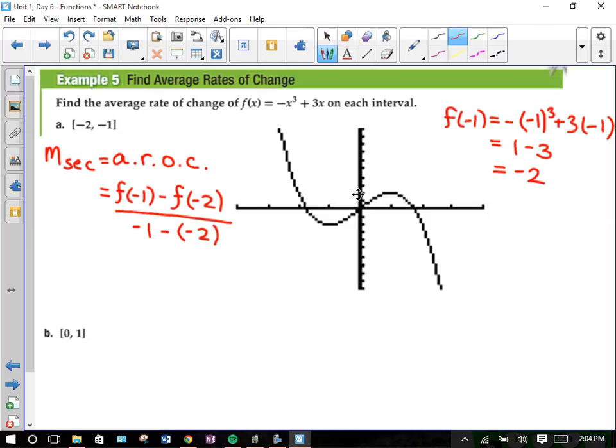Alright, so we want to find from here to here. Okay, that looks a little bit better. So f of negative 1 is negative 2. We're going to subtract f of negative 2. So f of negative 2 is going to be negative 2 cubed plus 3 times negative 2. That's negative 8, negative of that is positive 8, minus 6, that's equal to 2.